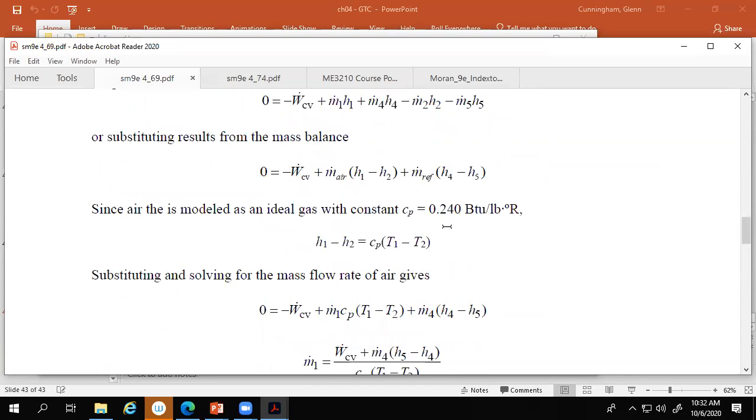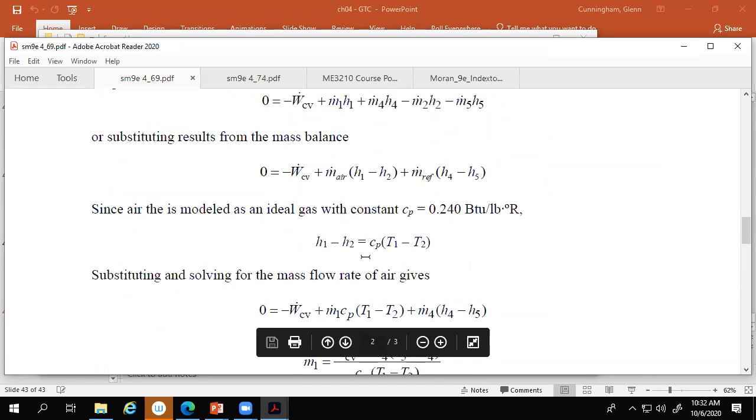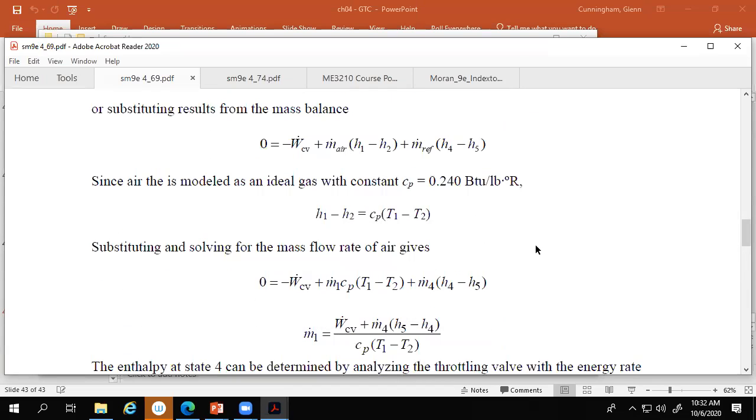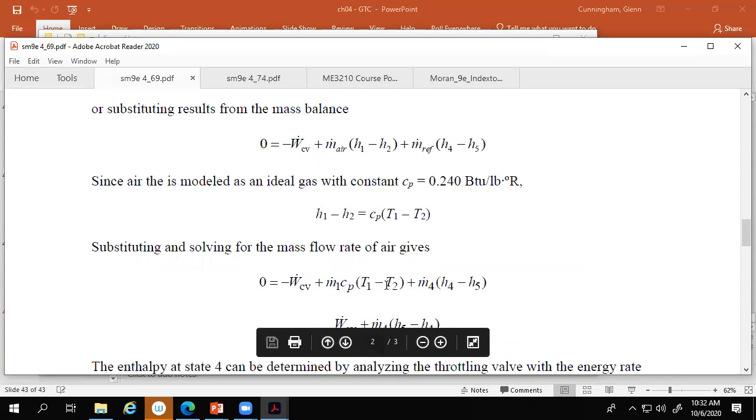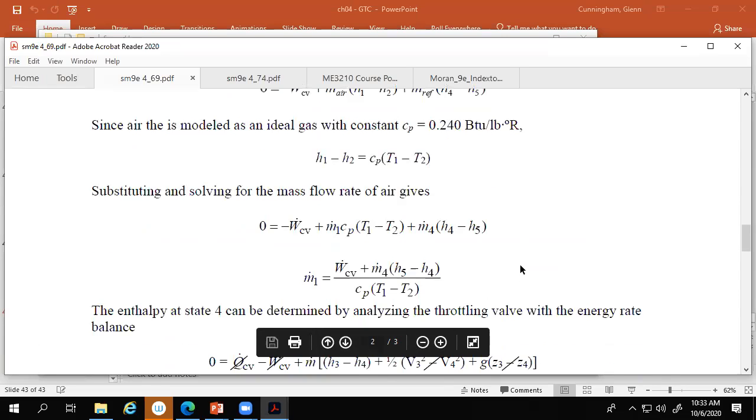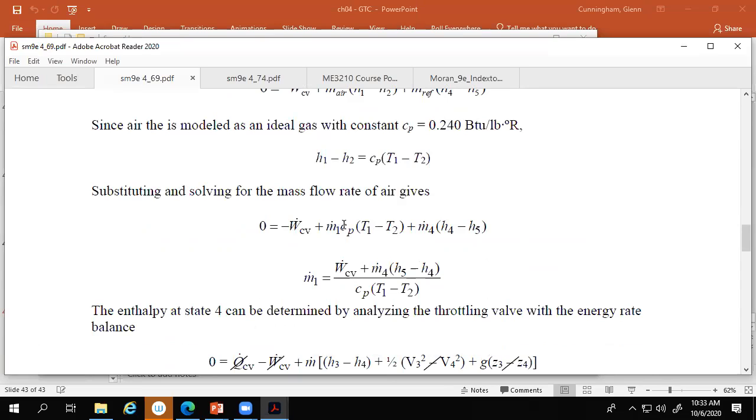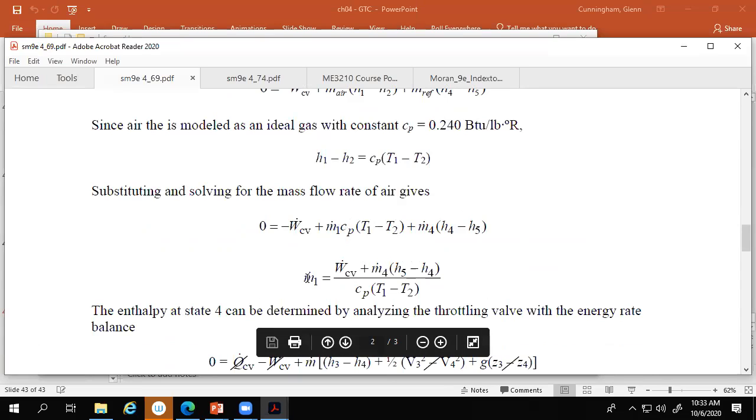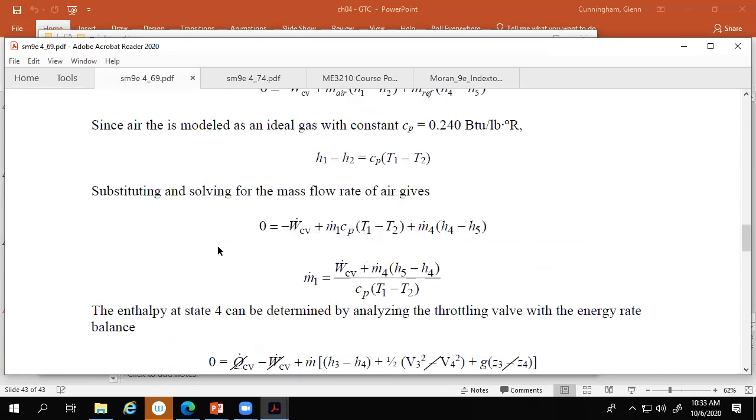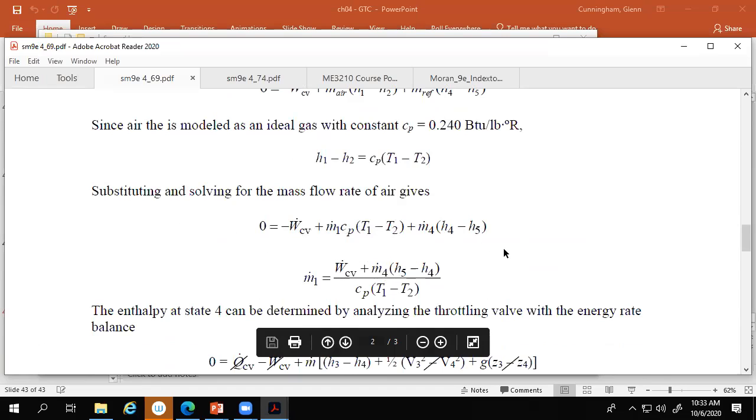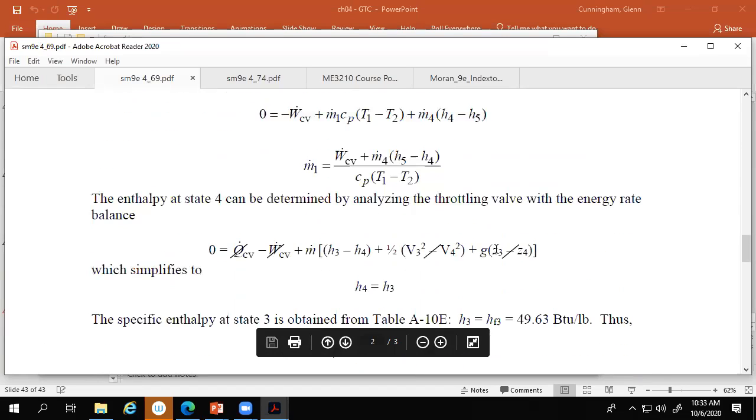Specific heat of air, 0.24. So the enthalpy change for the air is Cp delta T. That's pretty simple. So on the air side, we put in Cp delta T. Refrigerant side, we have to go to the tables and look it up. And so we're simply solving this for m dot 1. So it's pretty simple. Take everything over here except this term and then divide by Cp delta T, and you get this, which is pretty simple.